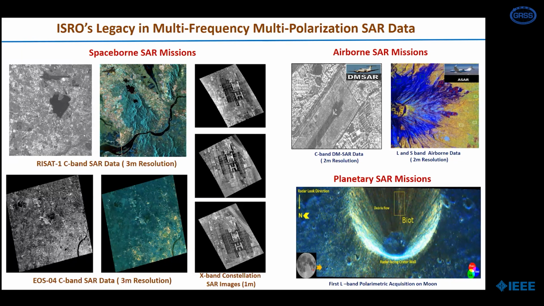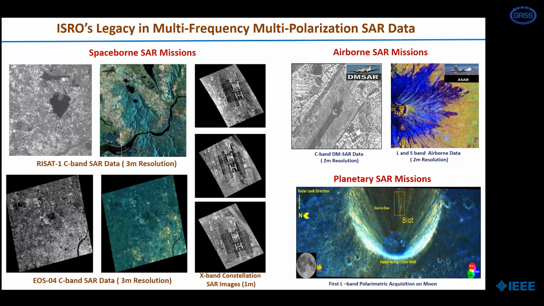Next, coming to the X-band constellation, as I said, it has very high resolution and is used for strategic applications. So we have a constellation of indigenously developed X-band satellites. Before any system is flown in space, we demonstrate the performance of the hardware and the data products on our own, so we generally have airborne campaigns. The particular sensor will be flown and qualified, and all the models and data products will be developed and calibrated.